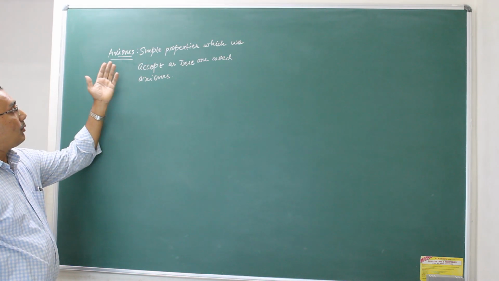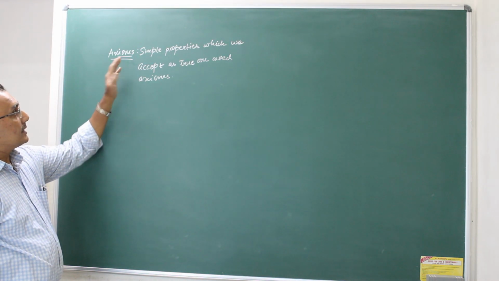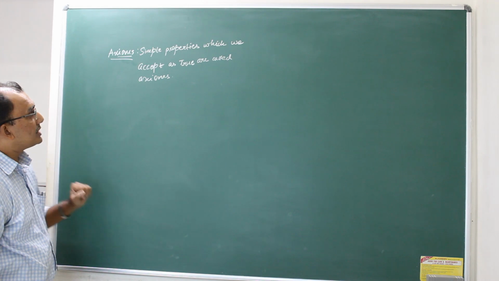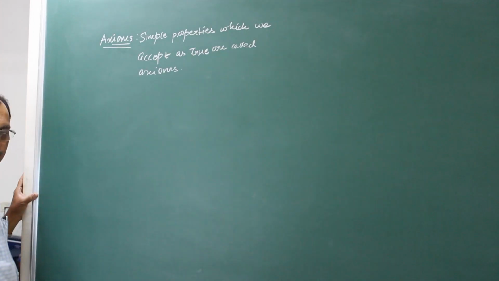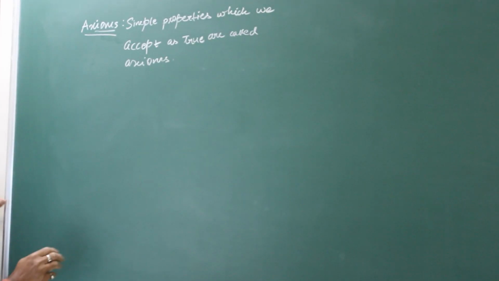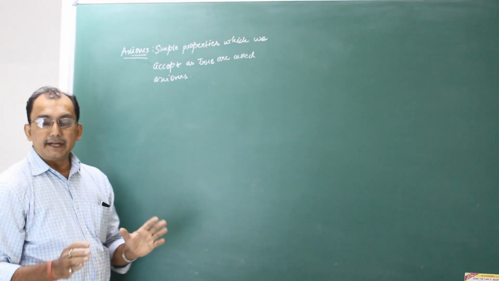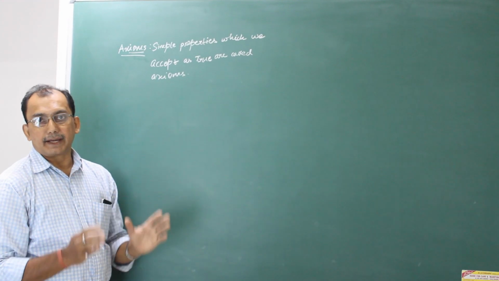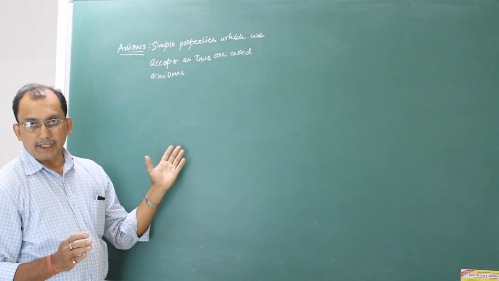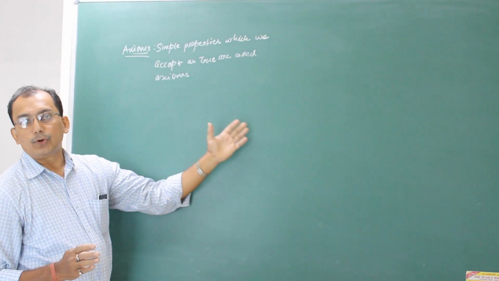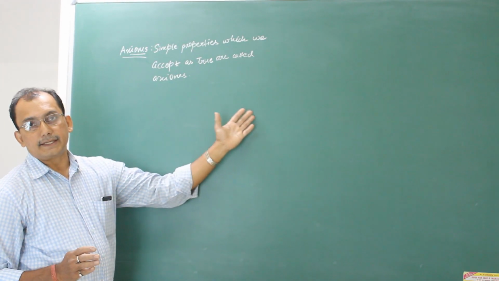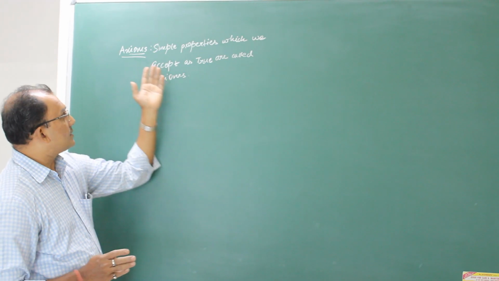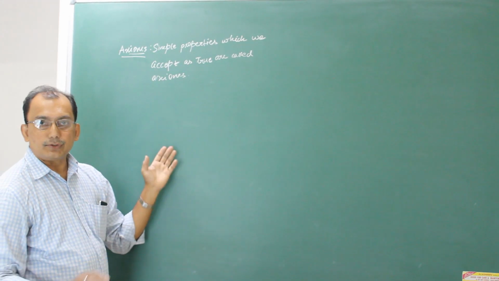Axioms. What are axioms? There are some simple properties which we accept as true, called axioms. There is no need of proving these properties. It's a truth. It's a fact in geometry. Logically, we will understand why they are known as axioms. And we cannot challenge these statements. Such statements of geometry are known as axioms.